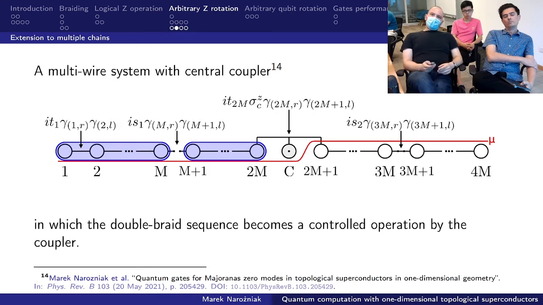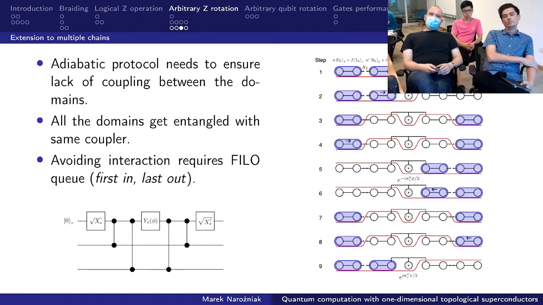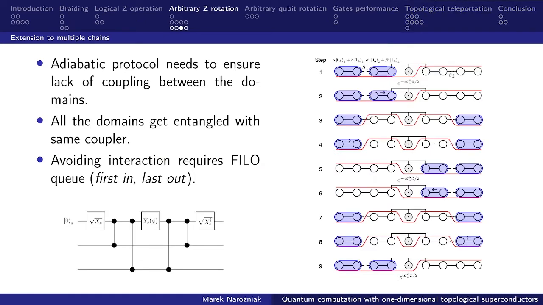So this works as long as you figure out how to move them through the coupler so that they can all get entangled, but they are never physically in the same chain. So you have to remember when to break the coupling and where, so that they never interact. But they all get entangled with the same central coupler. It gets rotated and it implements the entangling gate operation.